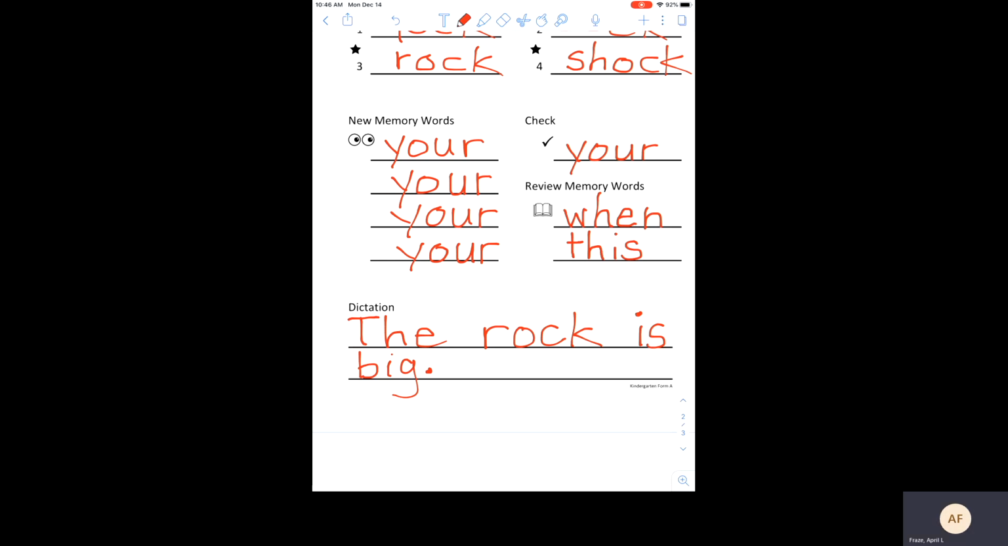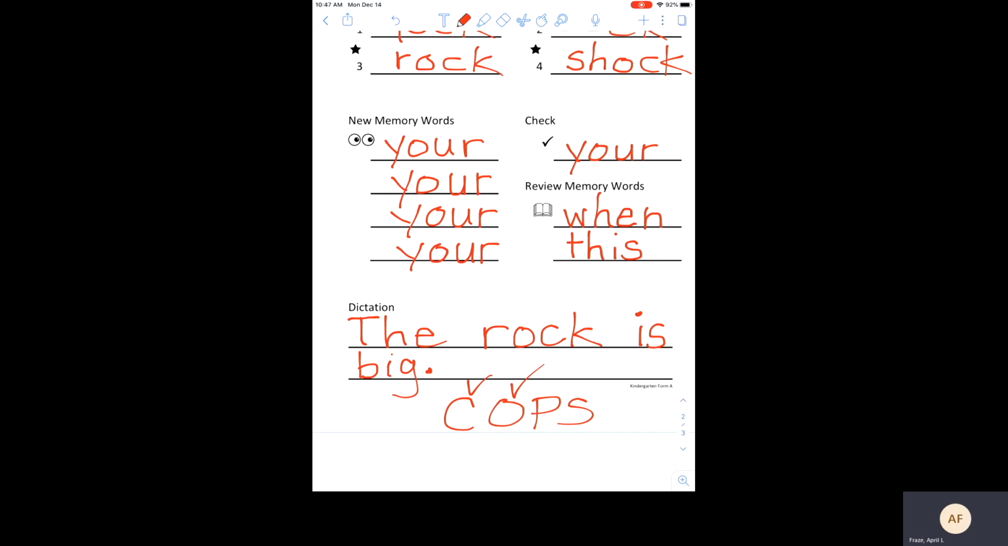Once you finish writing all the words, go ahead and write cops so we can check our work. We're going to patrol our writing. Did I put a capital letter at the beginning? I did. Are all the rest of my letters the right way? They're all lowercase. Yes. So capital, right? Are my words in the right order? The rock is big. Yes, they are. Are they organized with spaces between them? Yes. So check.